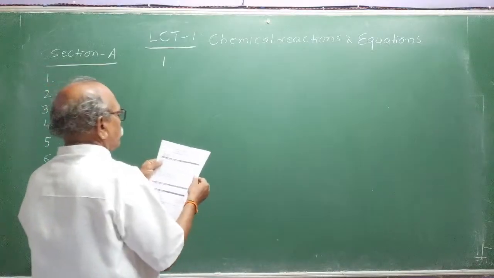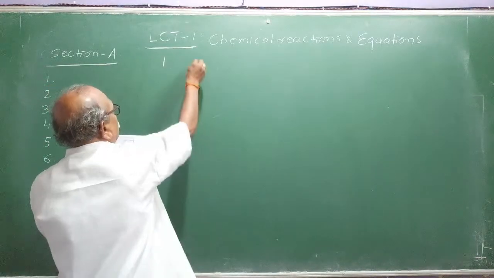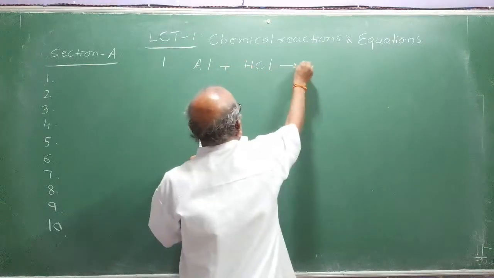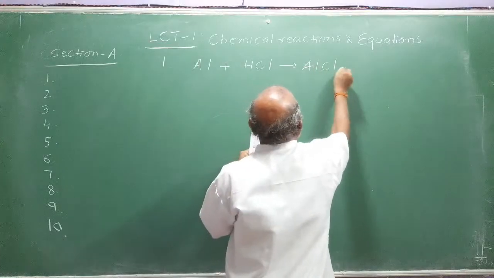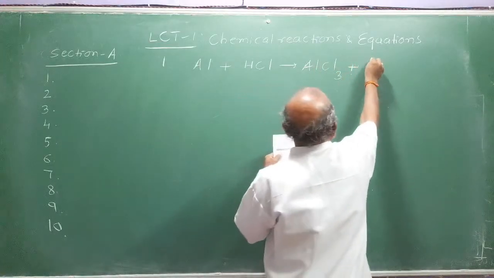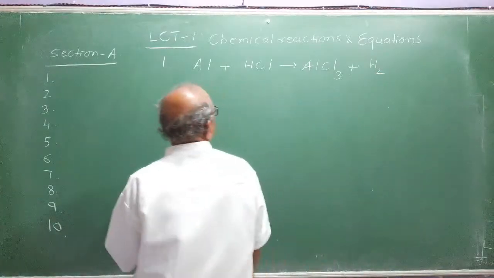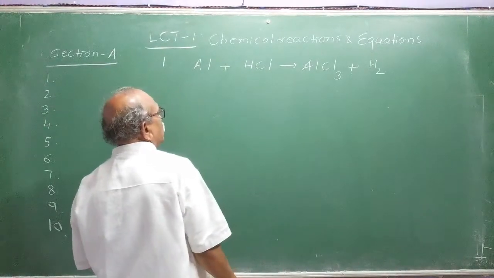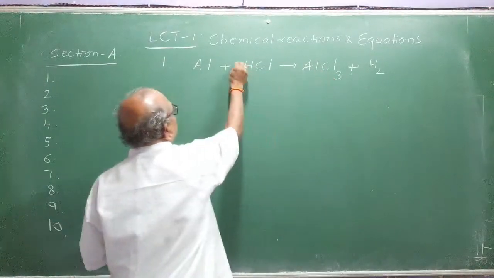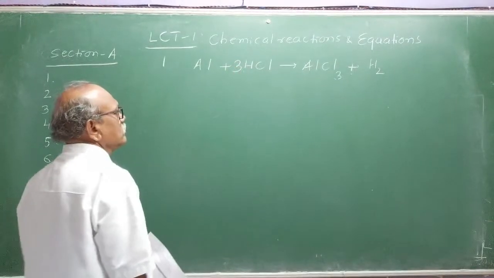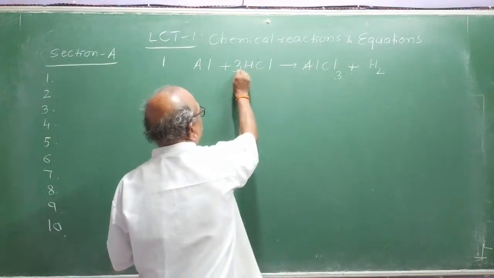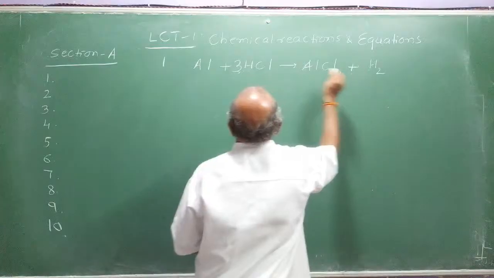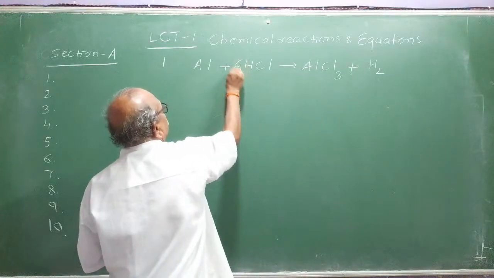See the explanation. In the correctly balanced equation, the skeletal equation is given: Al plus HCl gives aluminum chloride, AlCl3, plus H2. Balance the equation. First, balance aluminum, one atom. Then balance chlorine: there are 3 chlorine atoms. Now the number of hydrogen becomes odd, but it should be even. Therefore, let me make it 6.